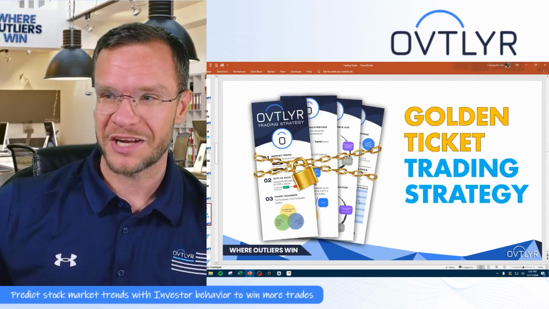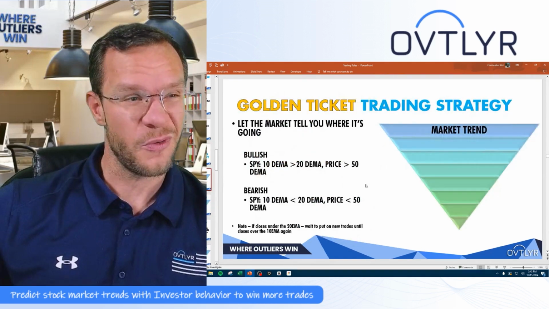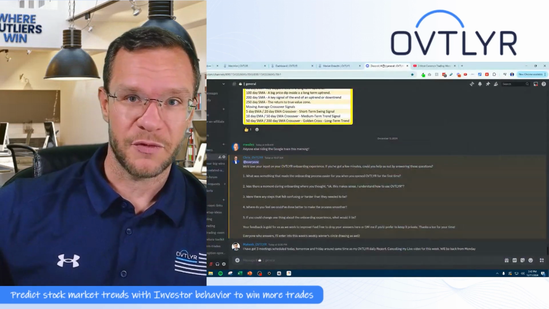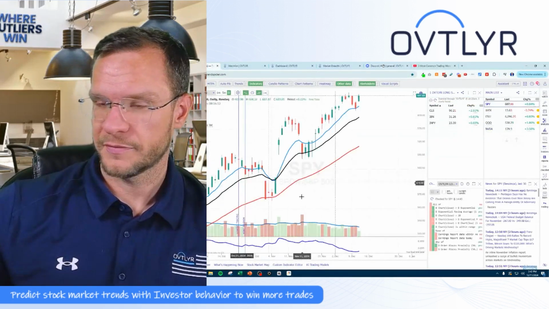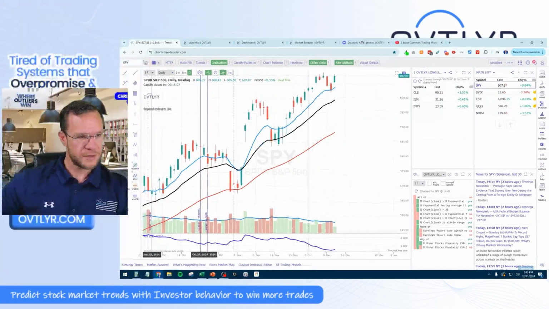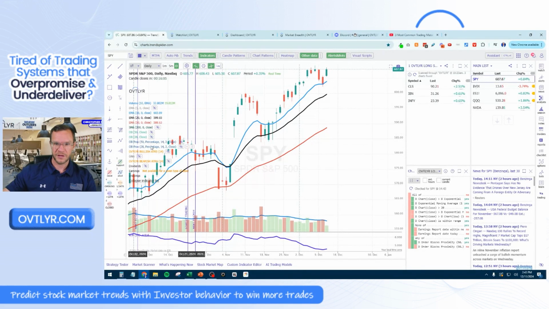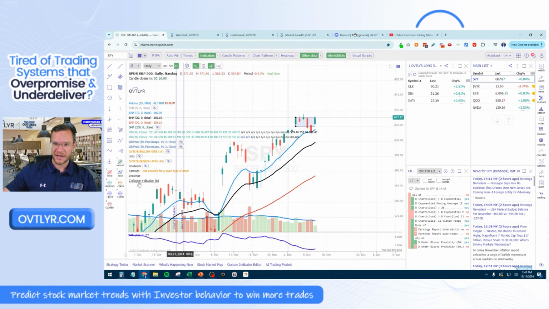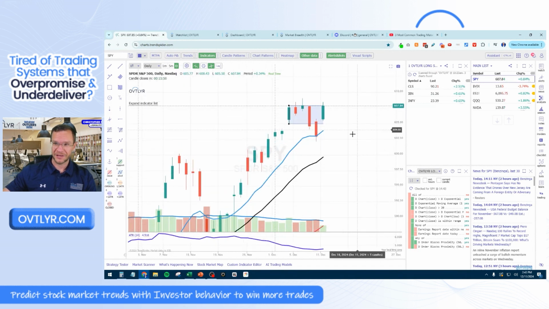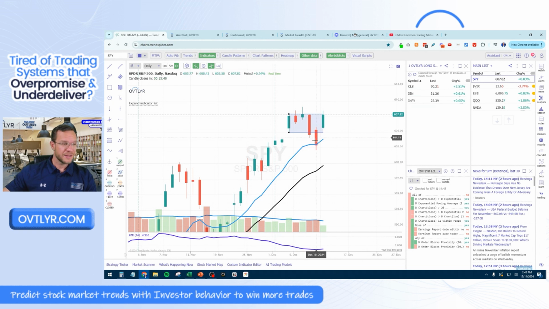Now, my personal trading strategy is called the golden ticket trading strategy, and it always starts with the market. I want to see the 10 over the 20 with price over the 50. And if we go to the market, let's make this bigger, turn the order blocks back on. The market actually had an order block that finally materialized as of yesterday, and it very well might close over it today. It looks really, really close to a new all-time high. So that's what I meant yesterday.